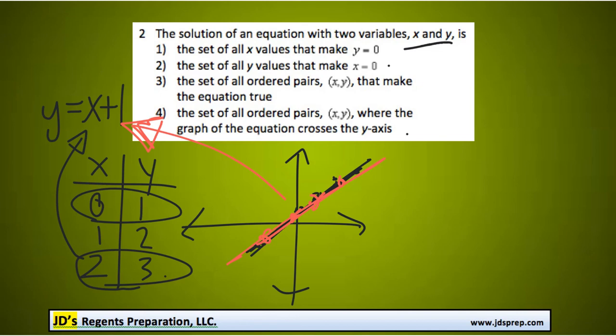Oh, and yeah, just to clarify, so the answer for this one is number 3.